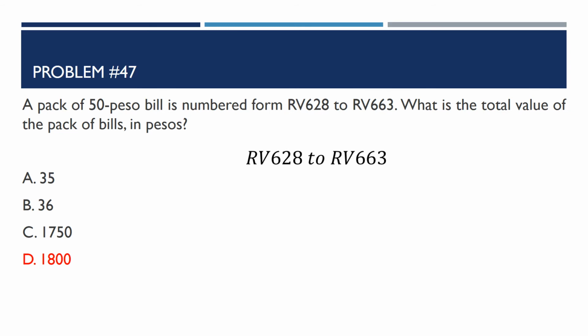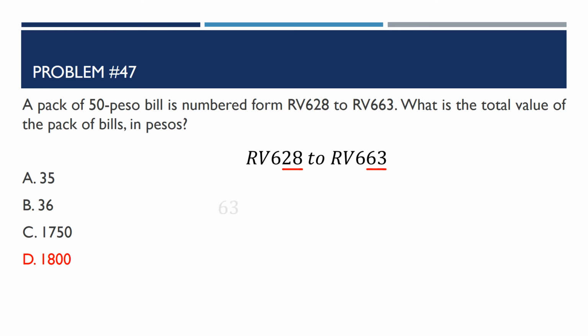So first, we are going to use the codes or the numbers used for the pack. What we need to do here is to know the number of 50 peso bills. And after that, we're going to multiply it by 50 so that we will know the value. To know how many bills, we will use this information. RV6 is just repeating, so we don't need that. But we need the 28 and 63 to know how many bills are in the pack.